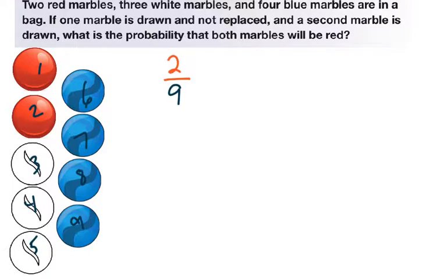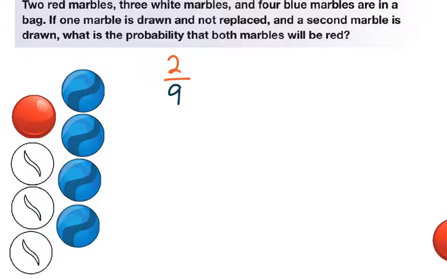However, if we draw a red marble the first time, that means this one is no longer in the bag. We don't put it back in the bag. It's gone. Okay, so the second time, how many red marbles do we have left in the bag? Excellent. We have 1 red marble in the bag. And how many total marbles do we have in the bag? Well, we had 9 before we took 1 out. So now we have 8 marbles in the bag. So we had 9, now we have 8. We only have 1 red marble that is left in the bag.